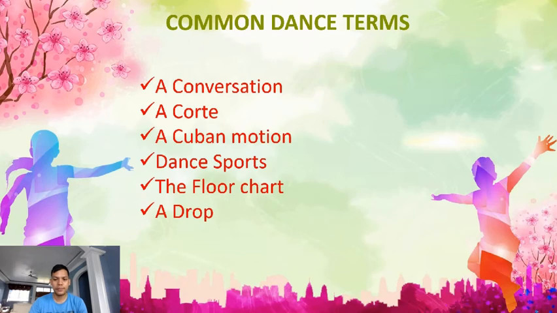Number 20, a drop. It is a theatrical movement in which the follower's body remains in contact with the floor. Number 21, a fan is a turn done on the ball of a foot while the free foot is kept directly behind the foot on which the turn is made.